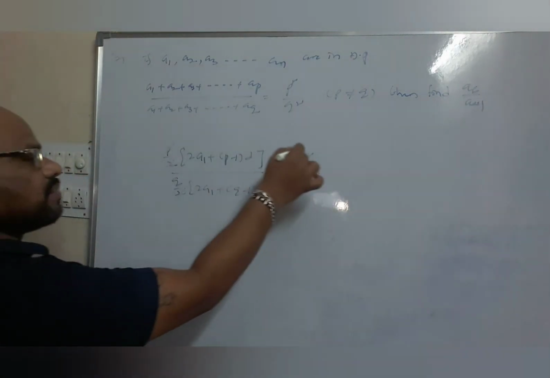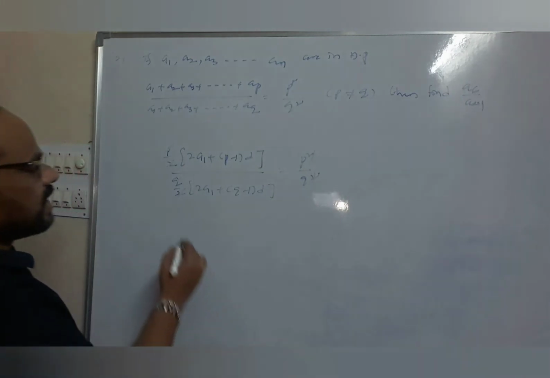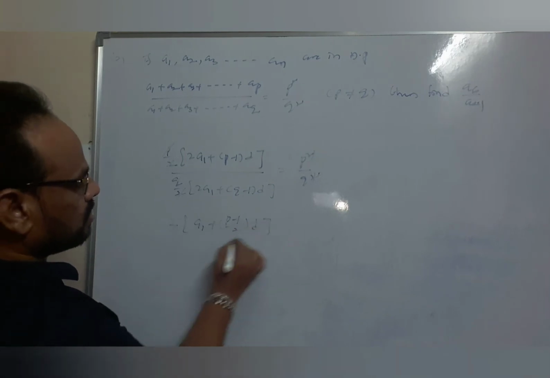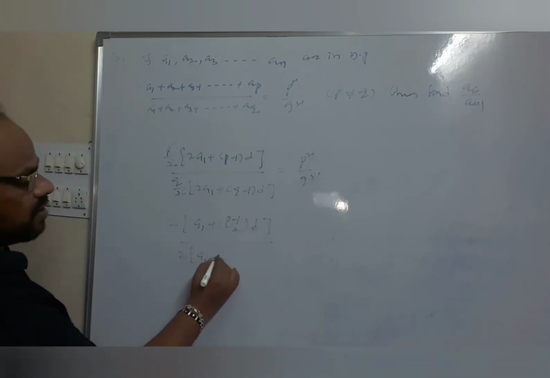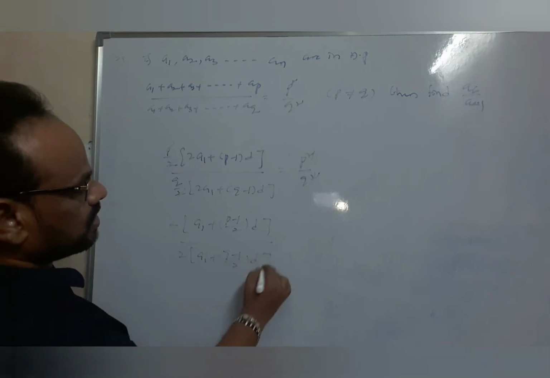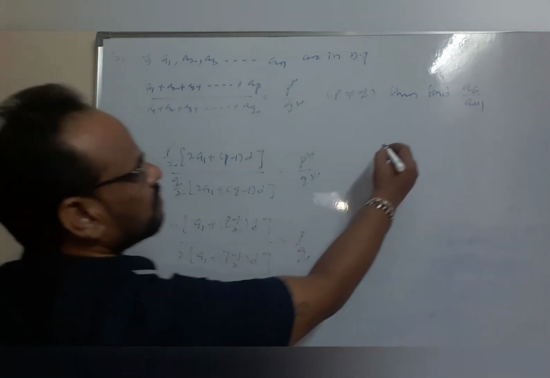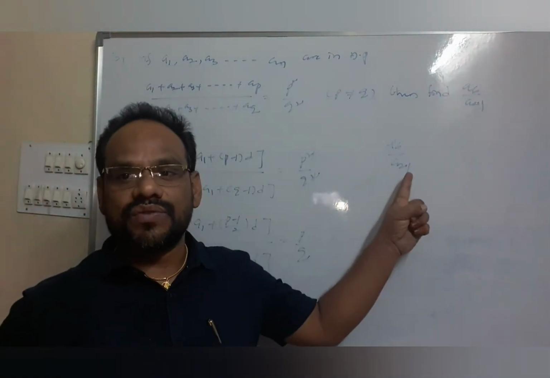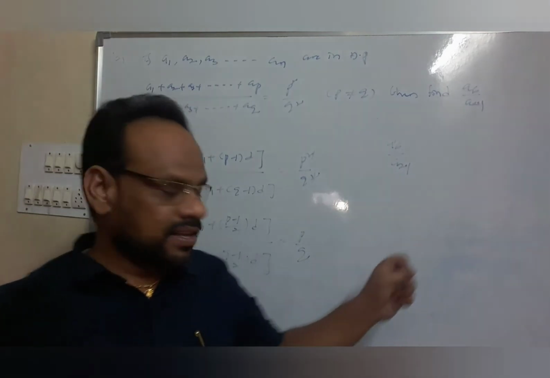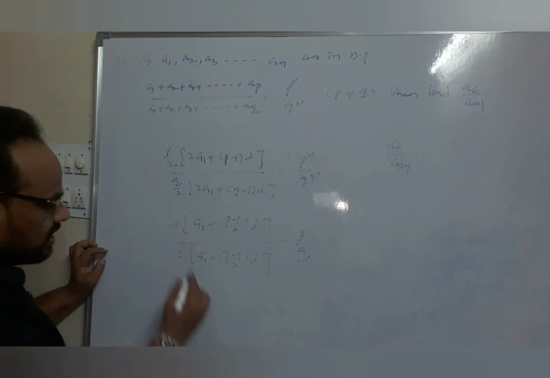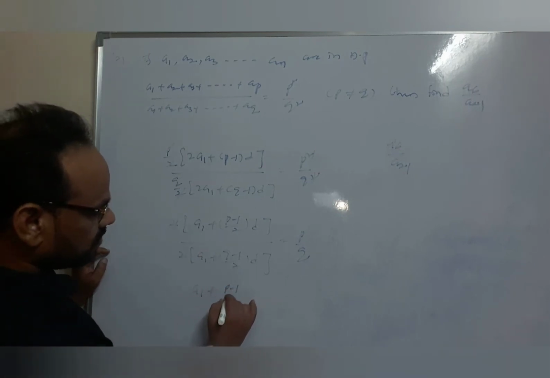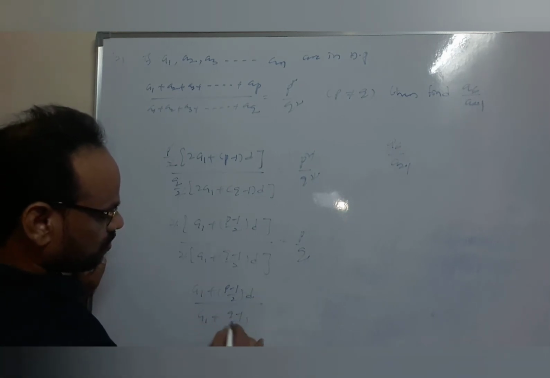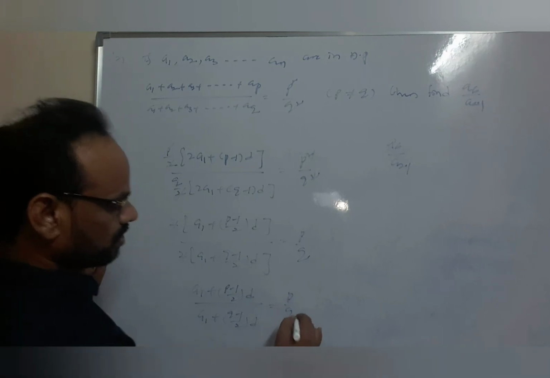2 gets cancelled, p and p square get cancelled, q and q square get cancelled. Take 2 as common: (a1 plus (p minus 1) by 2 into d) divided by (a1 plus (q minus 1) by 2 into d) is equal to p by q. We want a6 by a21. a6 means a plus 5d, a21 means a plus 20d.